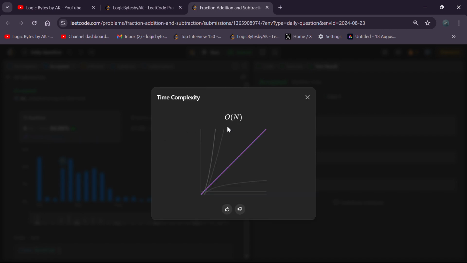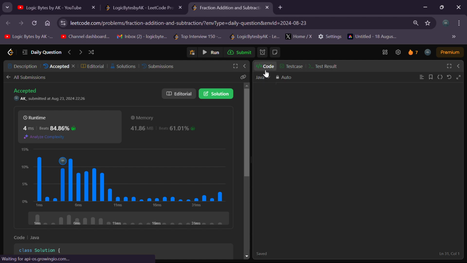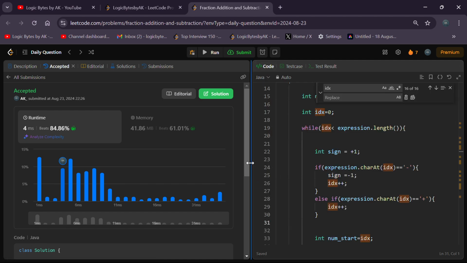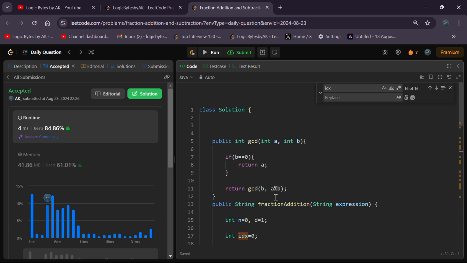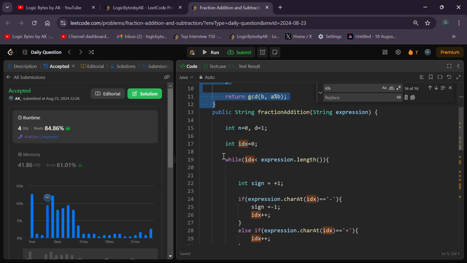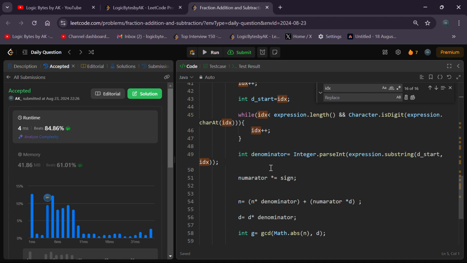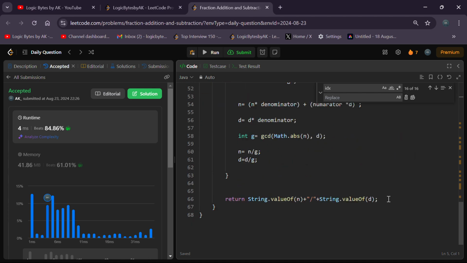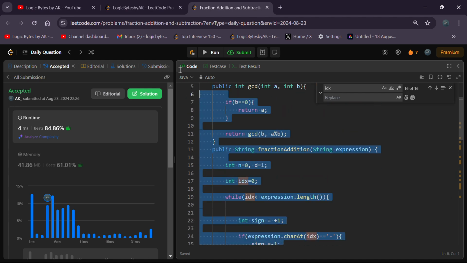It is order of n since we are iterating over our entire string, and our GCD function doesn't take much time because it is a recursive function that is called a small number of times, I mean constant time. So that's it for today, guys, and see you in the next lecture.